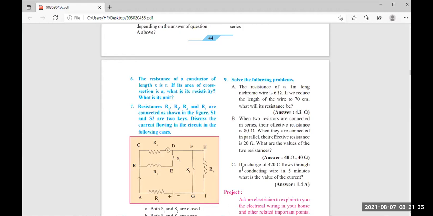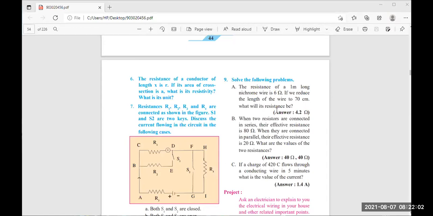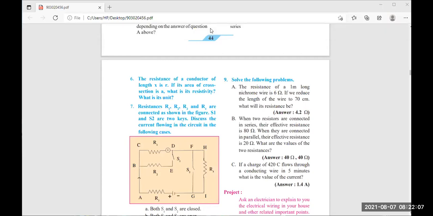See, once again I am reading the problem. The problem is very easy if you know how resistors behave when connected in parallel and series. Let the two resistors be connected in series, we get R1 plus R2 is equal to 80 ohm. Then in parallel, we get 1 upon R1 plus 1 upon R2 is equal to 20 ohm. I am going to take it on the next page. First condition, both are in series.